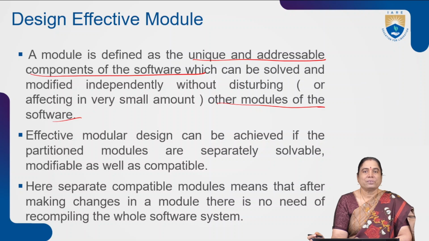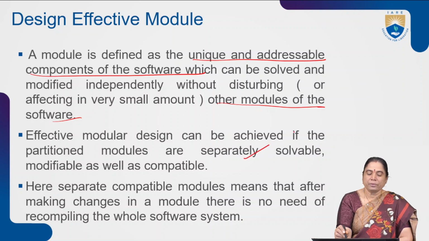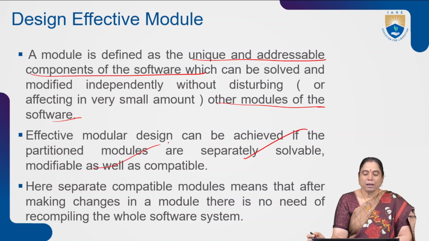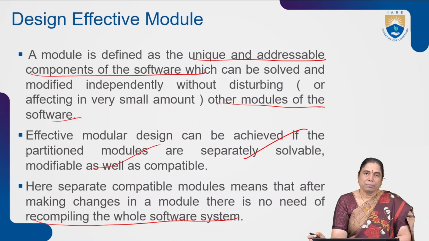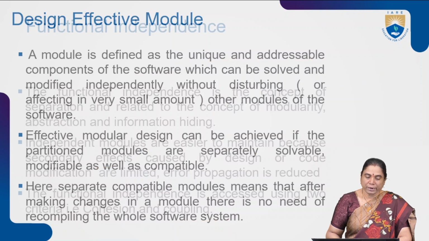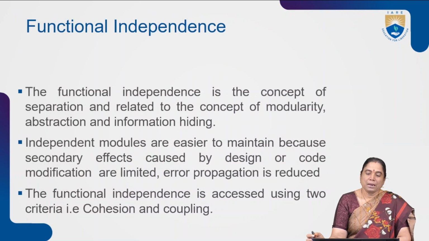which can be solved and modified independently without disturbing or affecting other modules of the software. So functional dependencies between modules are greatly minimized. Effective modular design can be achieved if the partitioned modules are separately solvable, modifiable as well as compatible. Here, separate compatible modules means that after making changes in a module, there is no need of recompiling the whole software system. So the dependencies of data sharing and functionality sharing are greatly minimized. Then only can the module design be effective.